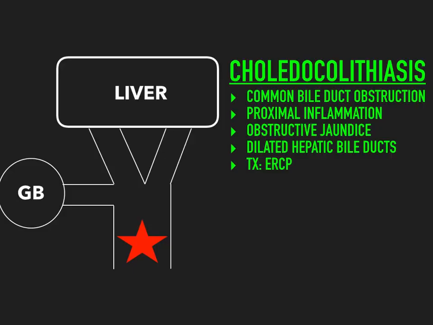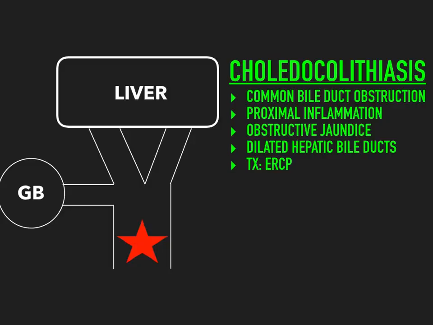What you see here and what's pathognomonic for choledocolithiasis are dilated hepatic bile ducts. Because the liver is trying to drain into this area that is obstructed, it can't do it. So the two hepatic bile ducts that usually drain from the liver will become dilated because all of that bile flow that's coming out of the liver is backing up.